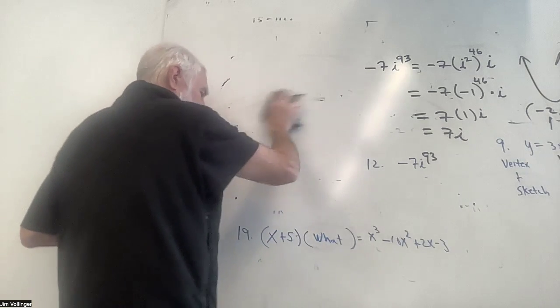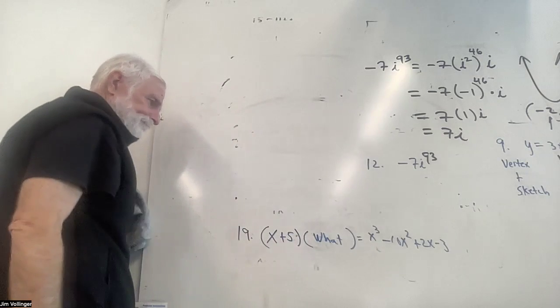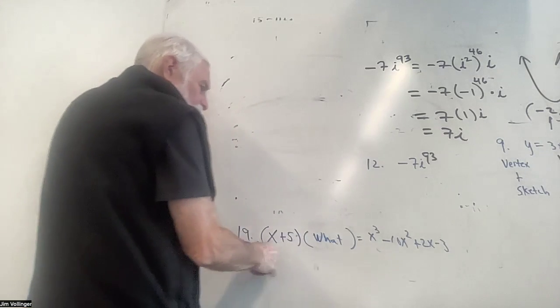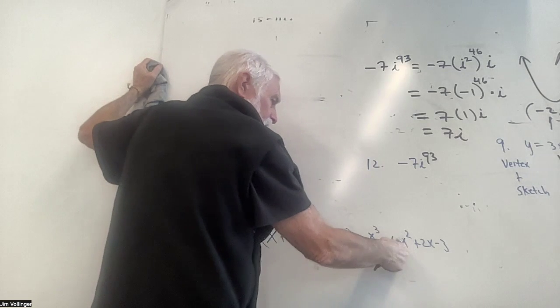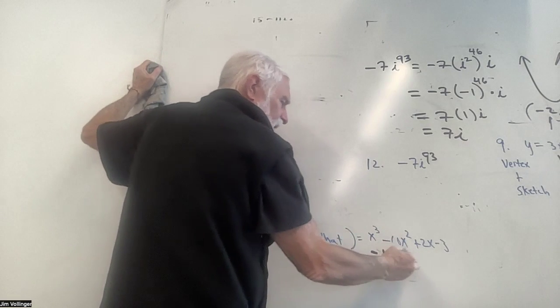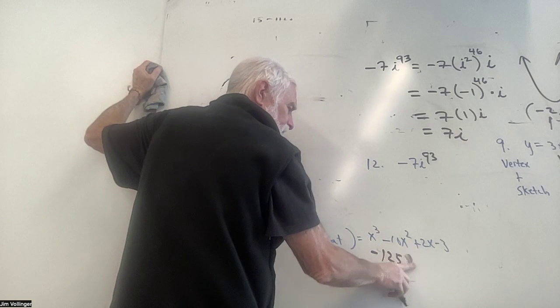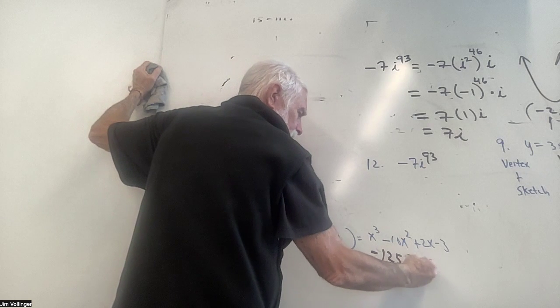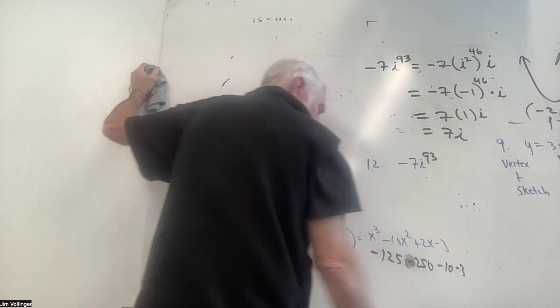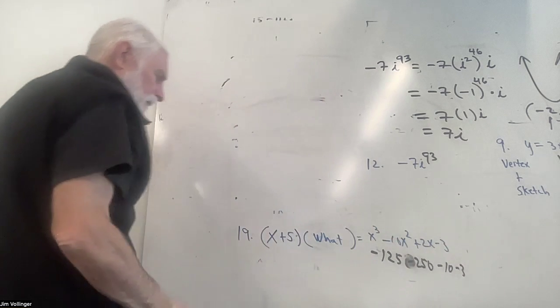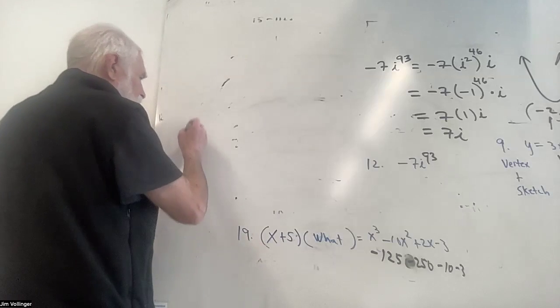All right, x plus 5 times what? Well, let's get our remainder. Let's put -5 in here. That's -125, -525, that's positive 250, no, -250. And -10 minus 3. Ooh, I got a really big negative number here. Okay, let's get it a different way.